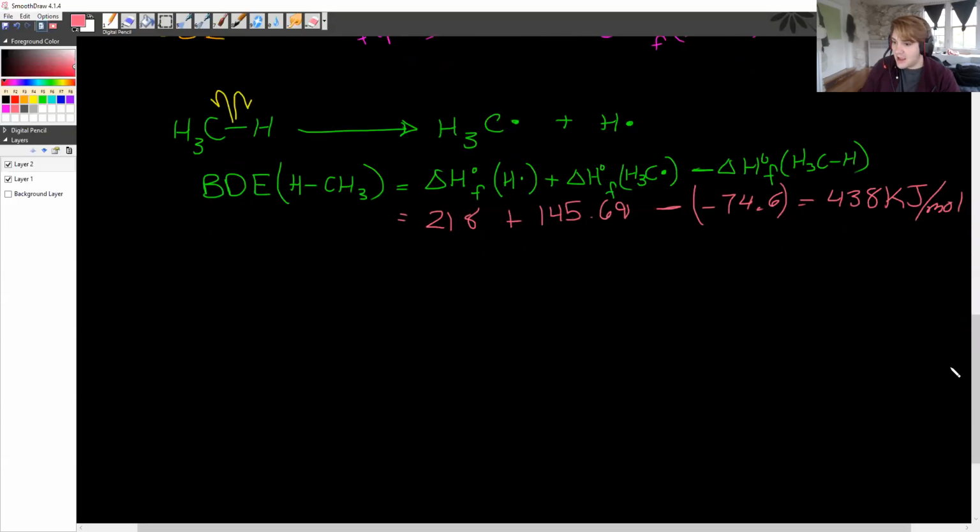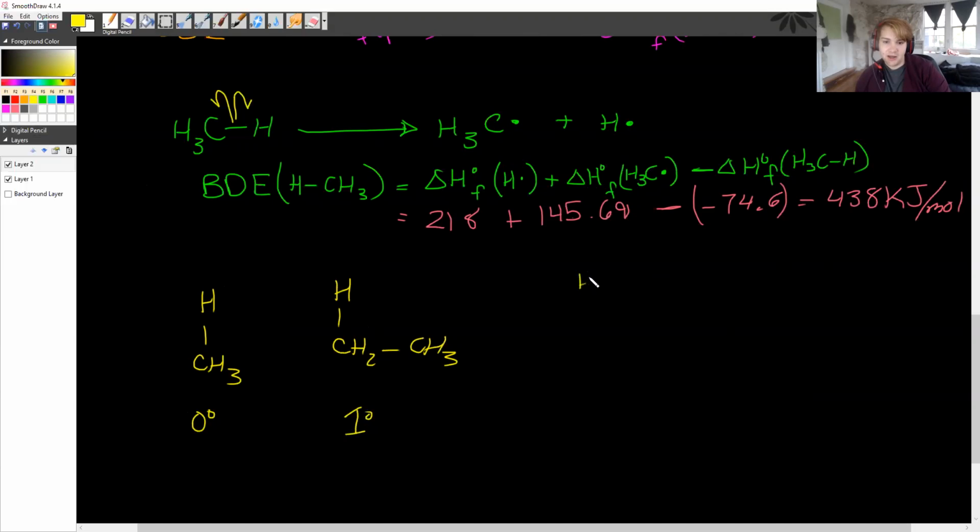And what I want you to know is that if we did the same thing as we started substituting out the hydrogens on the carbon, we have the methyl group versus the primary, so this would be 0. This is primary. Here we have the secondary. And finally, we did the tertiary.